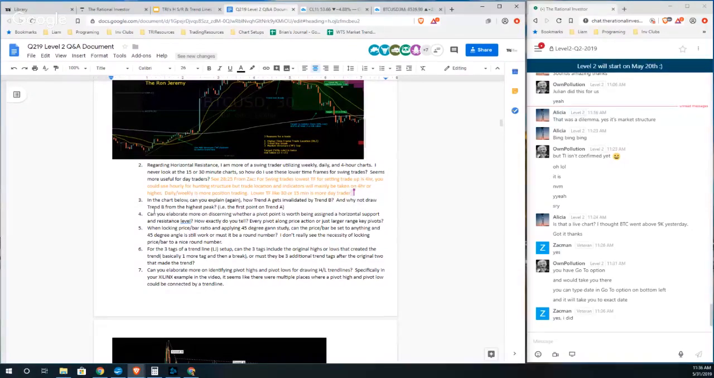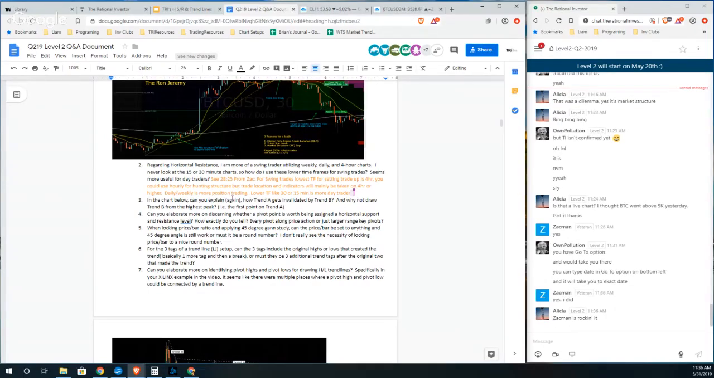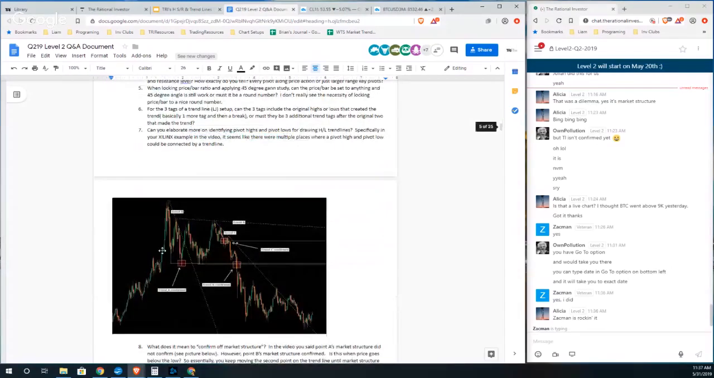Okay, in the chart below, I'm not quite sure where the chart below is. Can you explain again how trend A gets invalidated by trend B? And why not draw trend B from the highest peak, i.e. the first point on trend A? Okay, now what the heck are you looking at? Is that this? Maybe that's that.